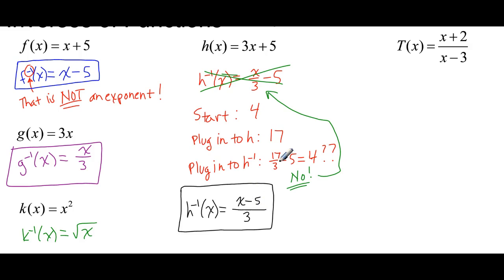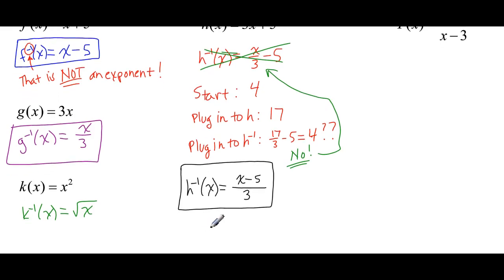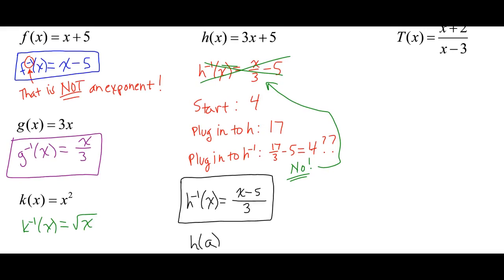Try it with a few numbers, or if you really want to test it out, try it with a variable. Plug in a to this, and then take the results and plug that in there, and see if you get back to a. That's how you would verify that that thing is actually an inverse. Take a, plug it into the original function, and then plug that into the inverse function and see if you get a. That's the test of whether something is an inverse function or not.